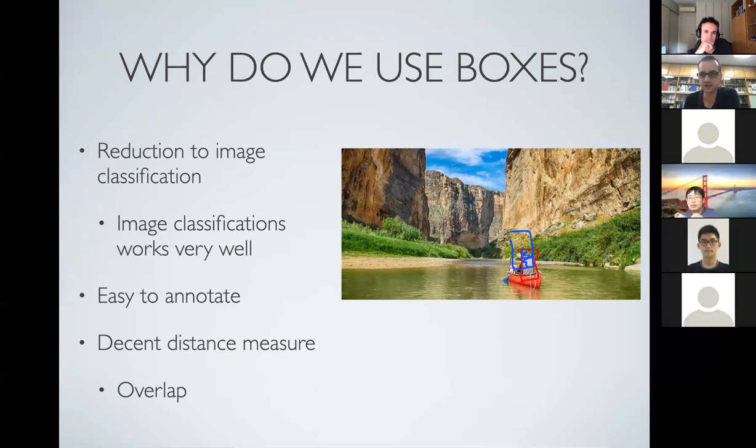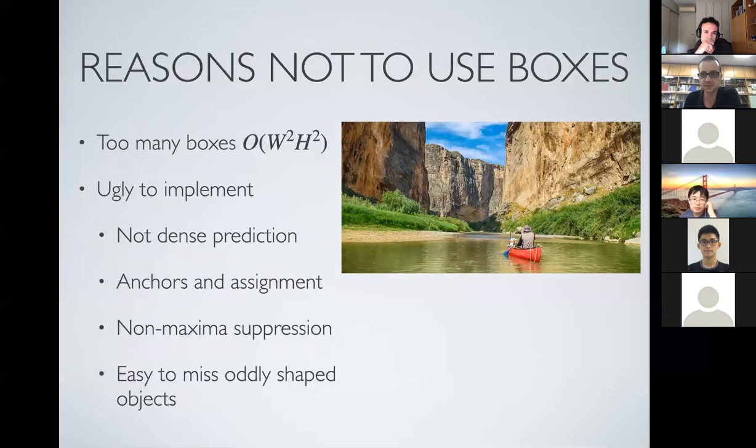Obviously, there are also many disadvantages to using boxes. The biggest one and the root of all evil is that there are just too many boxes. So if you look at all possible boxes, it's quadratic in the number of pixels. And so if you think about this for a moment, think about object detection.